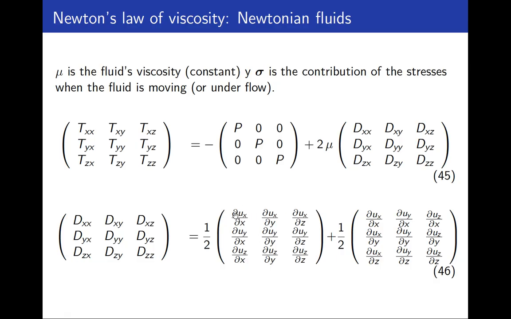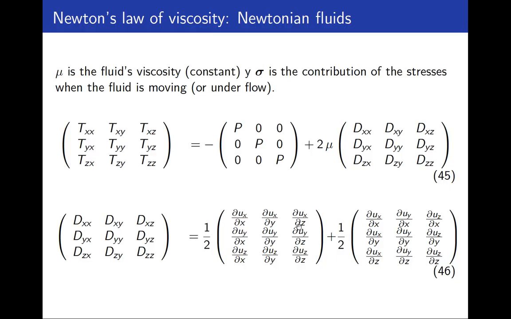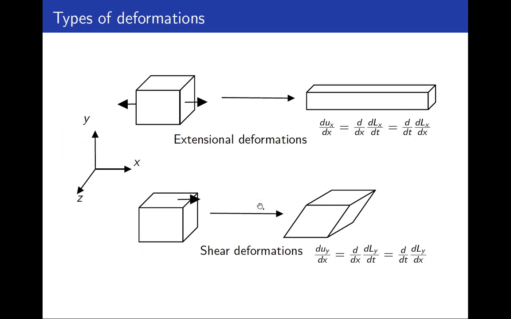So for instance, here in the first row, we have the variation of the velocity in x direction in x, y, and z. And here in the second row, we have the variation of the velocity in y direction, how it varies in each of the directions of the Cartesian coordinate system, and the same for z. So what do these components mean? These components of the gradient of the velocity estimate the deformations. That's why it's called the deformation tensor, because it will give us an idea of how the fluid is being deformed.